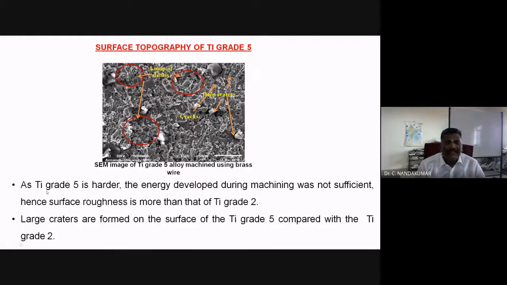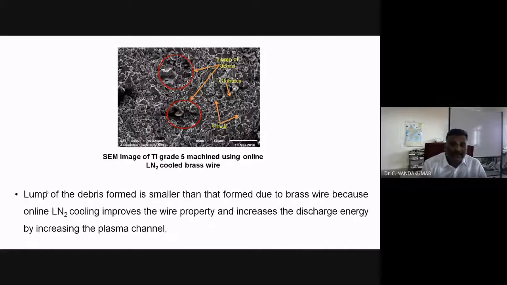As titanium grade 5 is harder, all people know about titanium, how it has more strength and hardness. The energy developed during machining was not sufficient, so the surface roughness is more than titanium grade 2. So large craters are formed on the surface for the normal machining process with the brass wire. This is the online liquid nitrogen brass wire, so it is reduced to very few lumps of debris, globules and cracks.